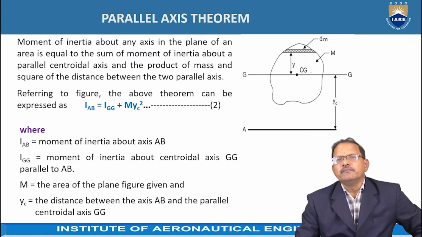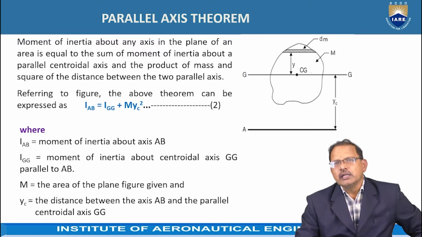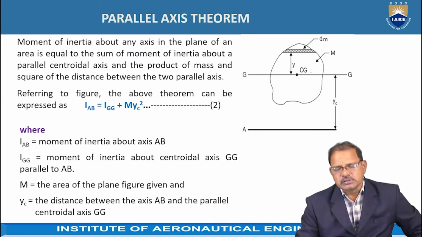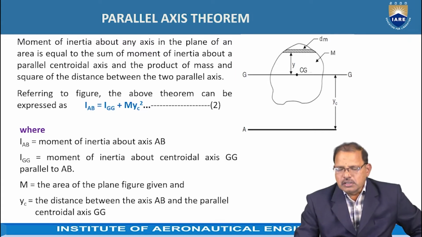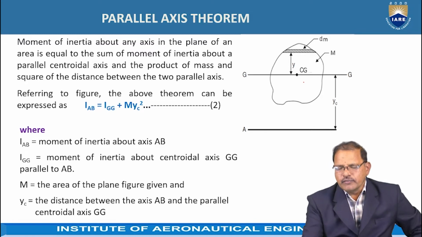The Pallas theorem can be defined as the moment of inertia about any axis in the plane of the area is equal to the sum of the moment of inertia about a parallel central axis and the product of mass and the square of the distance between the two parallel axes. So according to this figure, let G represent the center of the body which is having mass, as shown in the figure.